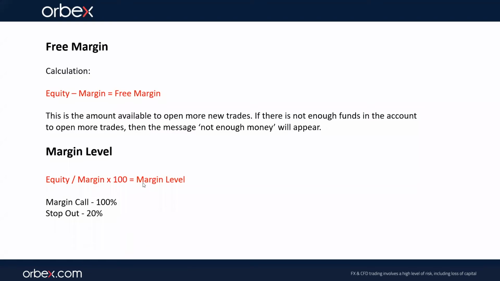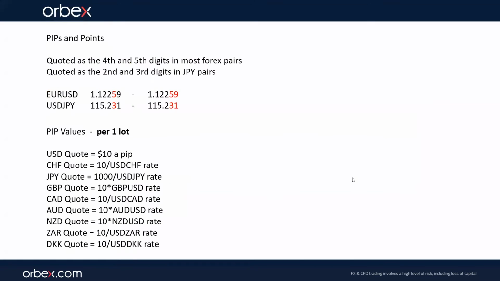So the next thing I want to take you through is the pips and points. Now, pips and points are very, very important depending on what currency pair you are trading on. A pip is quoted as the 4th digit and the point is quoted as the 5th digit in most Forex pairs. It's quoted as the 2nd and 3rd digits in yen pairs. So here's just a quick example, the simple euro dollar Forex pair.